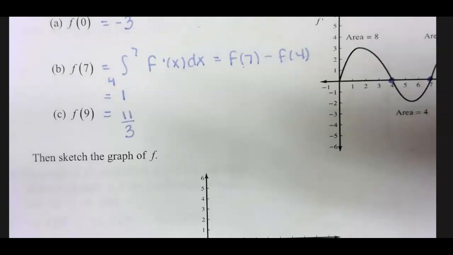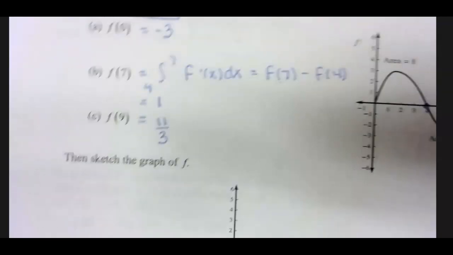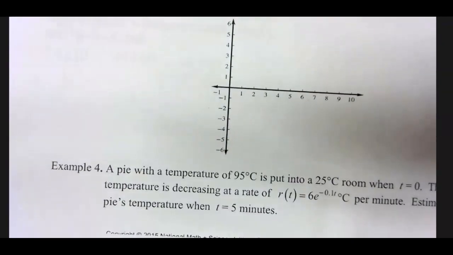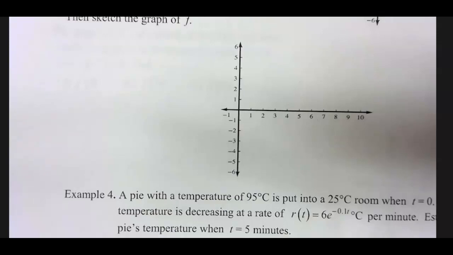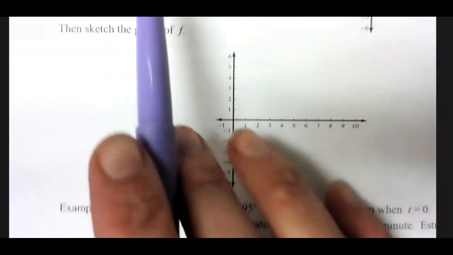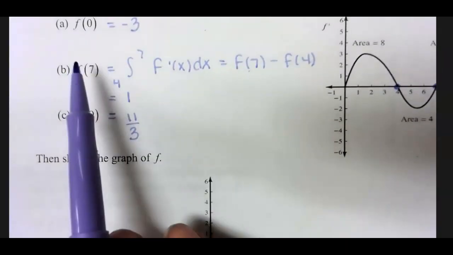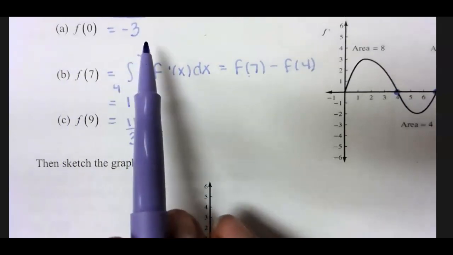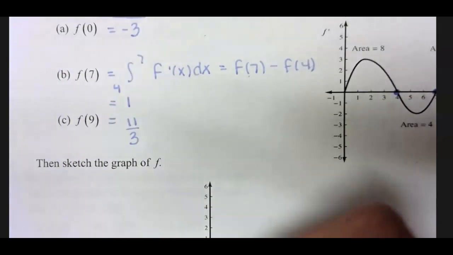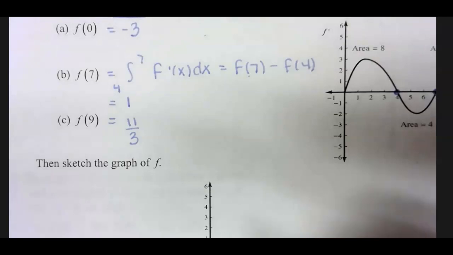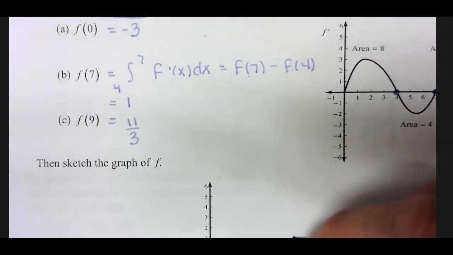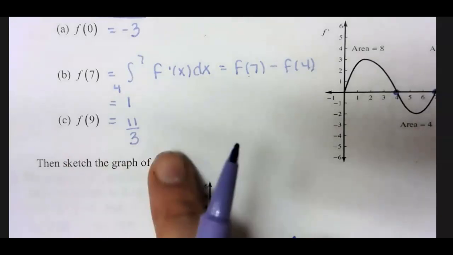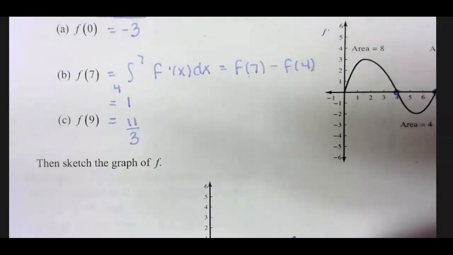Okay? And then for sketching it, like I said in the previous problems, take 0, negative 3, plot that point. Take 7, 1, plot that point. Take 9 and 11/3 and plot that point.